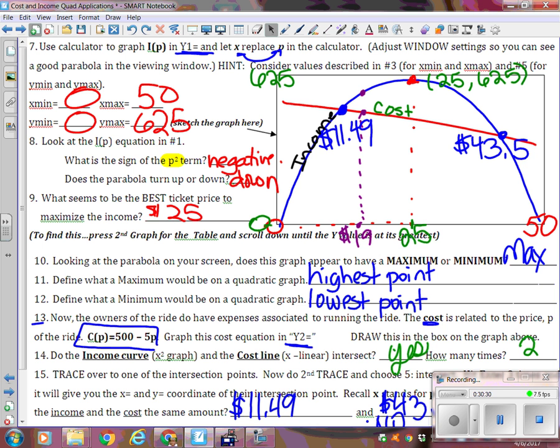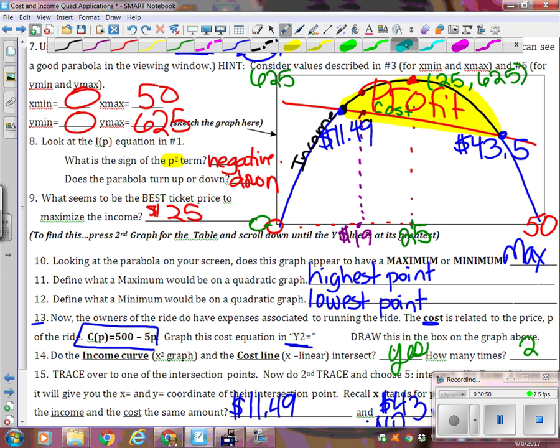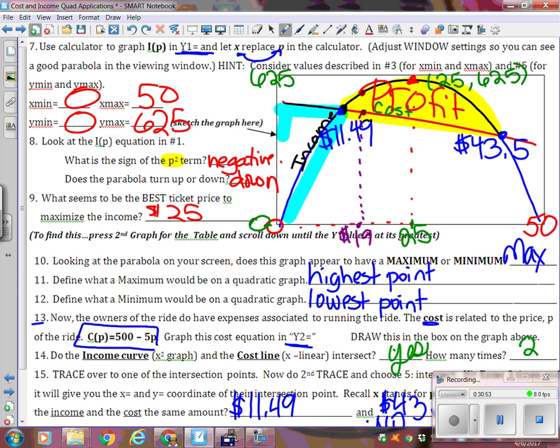Now, when are we making a profit? Between here and here. When I'm between here and here, I am finally making a profit. Okay? What about when I'm under here? What about at this point? What if I charge $5 to ride the ride instead of $11.49? What if I charge less than that? I'm not going to make enough money, right?